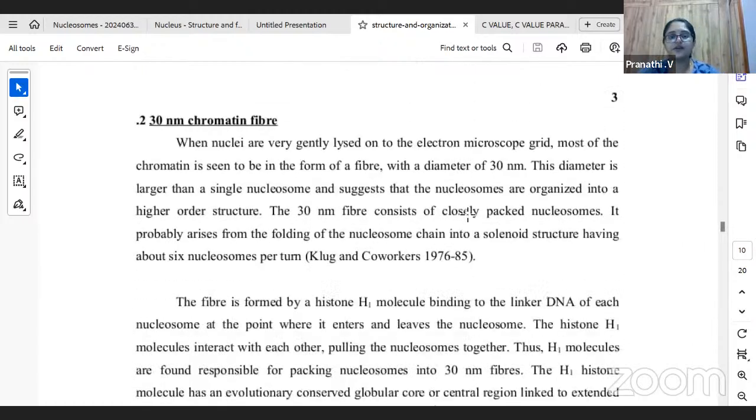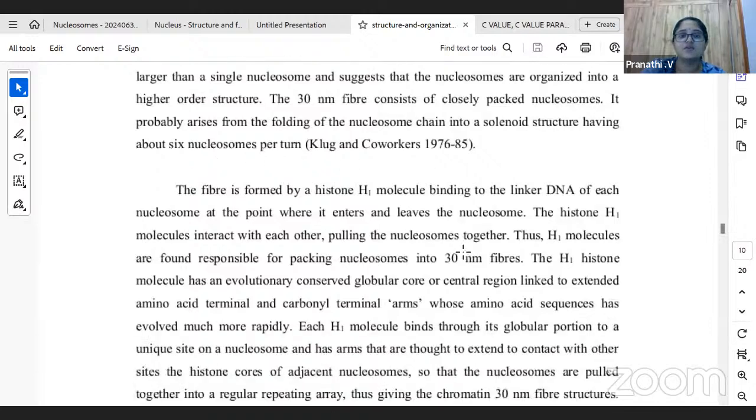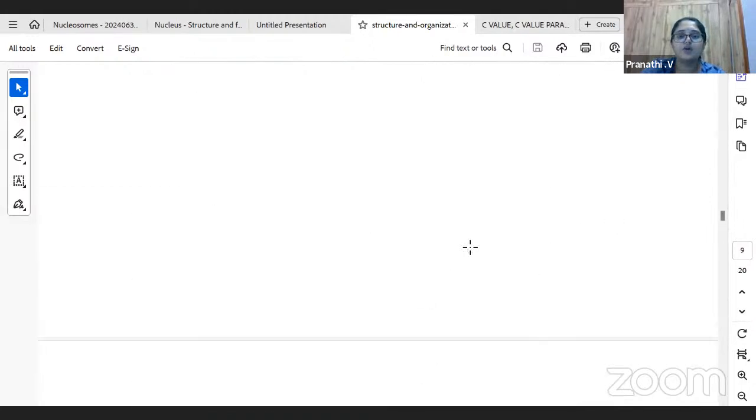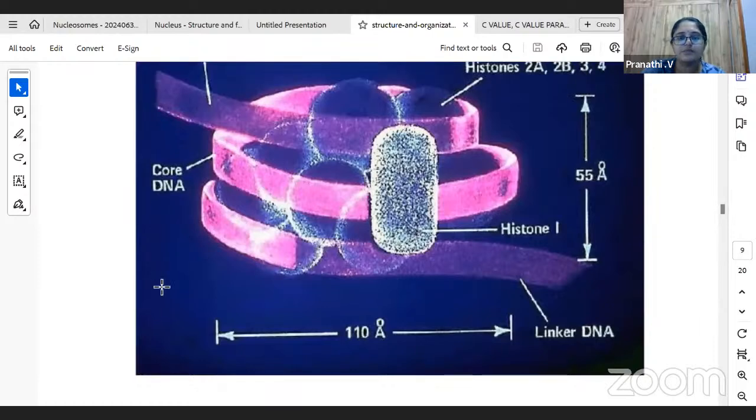When it comes to the chromatin fiber, this is going to be lysed by any kind of nucleases, and the diameter is larger than that of the single nucleosome, which suggests that the nucleosomes are packed or organized in a very compact manner. The 30 nanometer chromatin fiber is closely packed nucleosomes. This is going to be in a solenoid structure, with around 6 nucleosomes per turn. So you have to imagine this: in this manner you have a solenoid, that is a magnet type of structure.